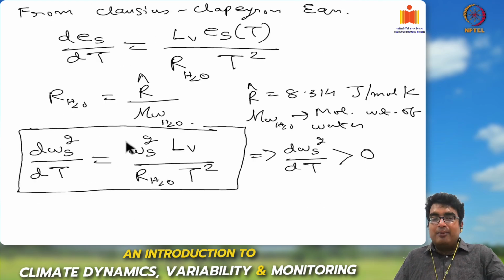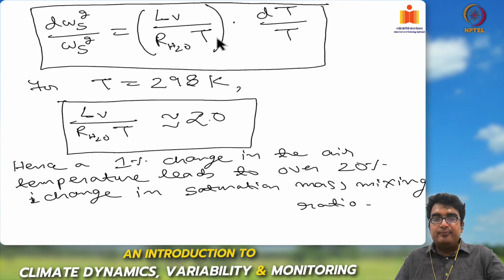We can also do some further expressions here. So we can take d omega_sg by omega_sg on this side and dT by T squared on this side to get this expression here. So for T equals 298 kelvins, L_v by R_H2O T is of the order of 20. So you can put the latent heat of vaporization, gas constant of water, and the temperature as 298. So this expression is around 20.